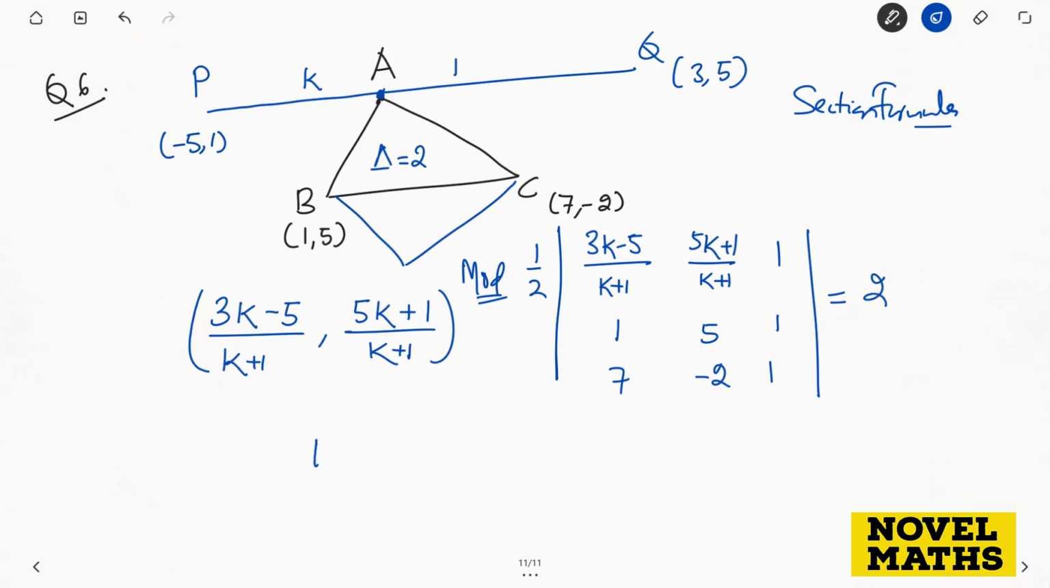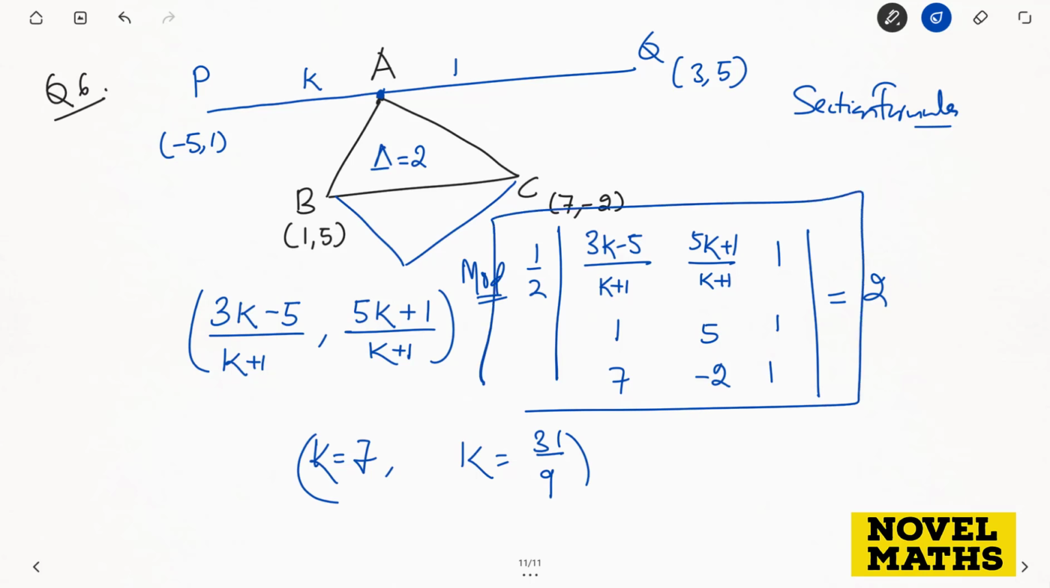If you simplify this, you will get 2 values of K. K is 7 and K is 31 over 9. You can do this yourself. I'm just skipping the calculation part.